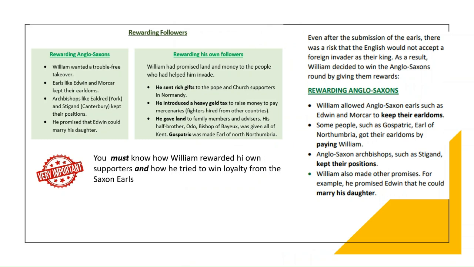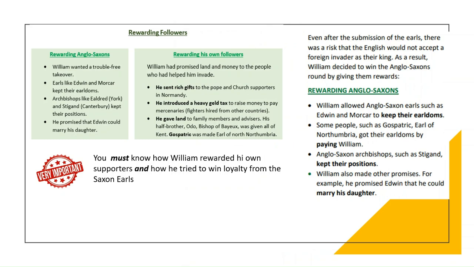Rewarding his own followers, so those people that fought for William, they get rewards. Rich gifts to the Pope and to the church supporters because they were on his side. He introduced a heavy geld tax to raise money to pay the mercenaries, which are the fighters hired from other countries.